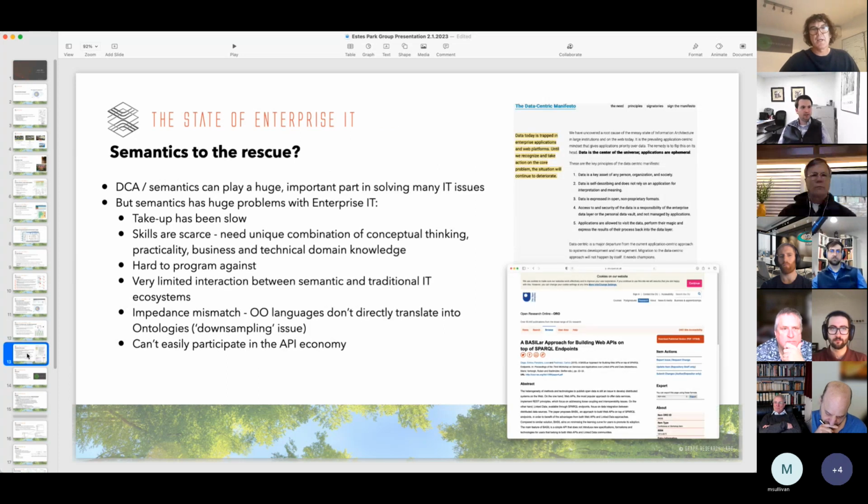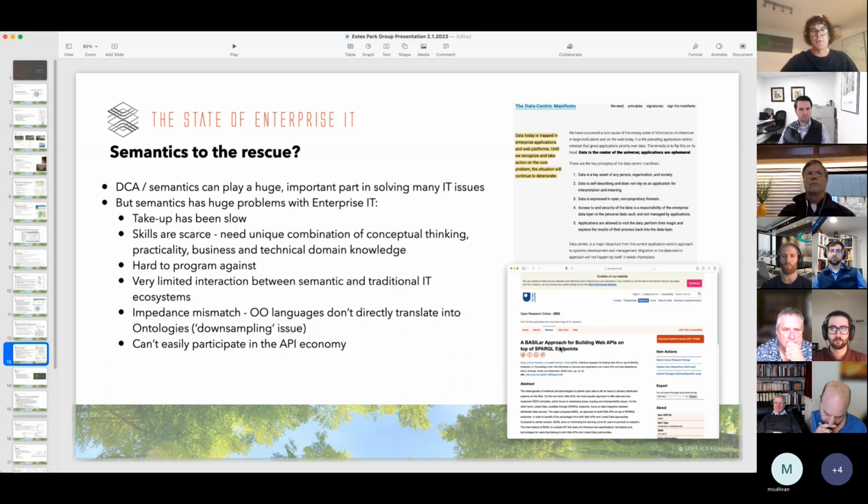Now, you might think that semantics would come to the rescue. And I think the data-centric architecture manifesto is a really important step change in trying to get the enterprise IT world to think differently about this. But you've probably all seen this, there's been a really huge problem getting semantics into enterprises. Take up is really slow. There's a very scarce number of skills. Fundamentally, it's hard to program against.